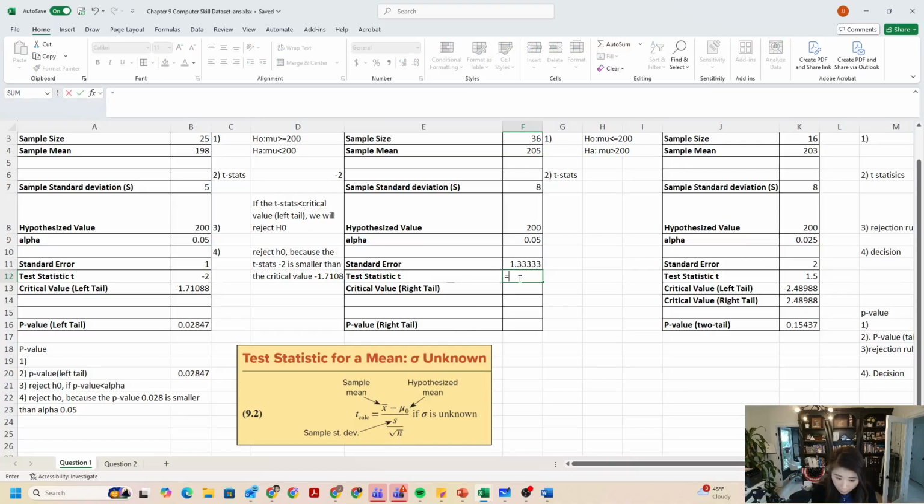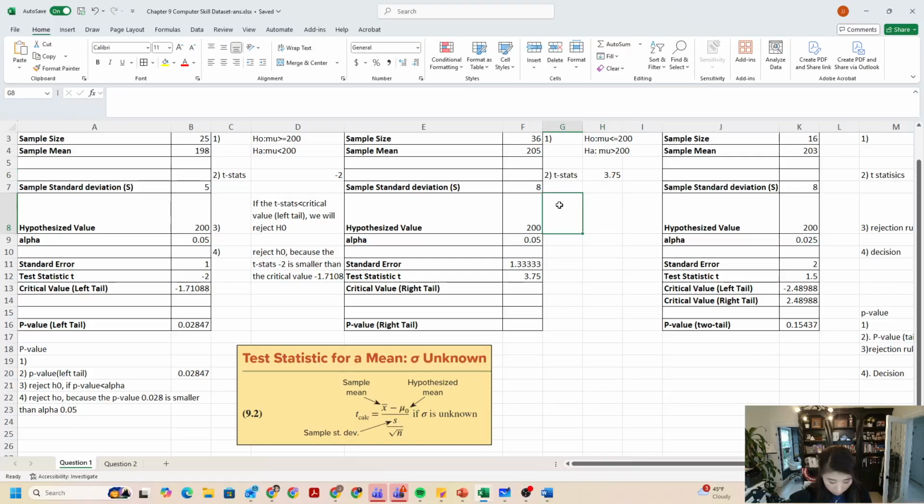The t-stat will equal the parentheses, the sample mean minus the hypothetical value, close the parentheses, and then divided by the standard error here. Perfect. Now after we do this, we can push enter. So in this question, part C, the t-stat value is actually equal to 3.75.